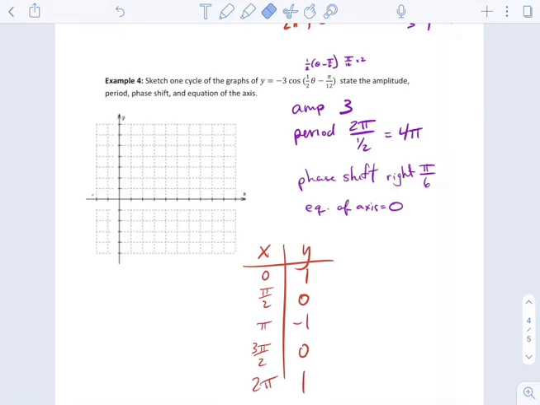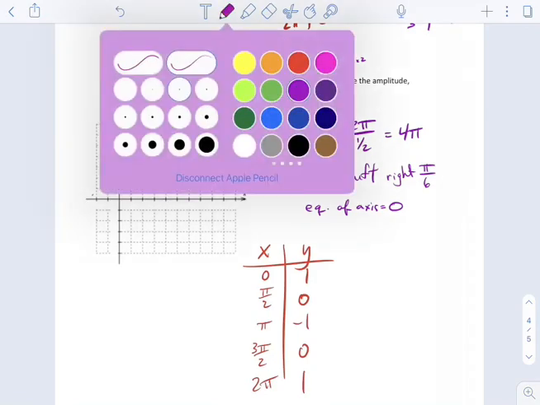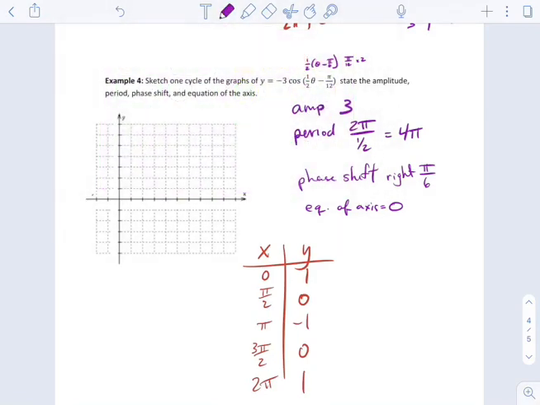We want to transform our graph based on a, k, d, c. So x over k plus d, right, use that mapping. We have ay plus c. And let's figure out what's going on here. So the k value is a half. So we have x divided by a half. Now remember, dividing by a half is the same thing as multiplying by 2. So I'm going to have 2x.